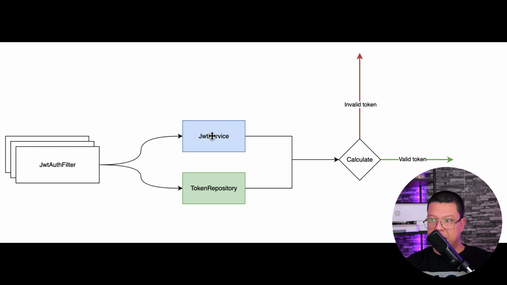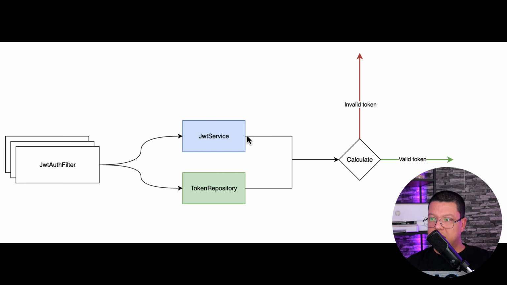So also checking the JWT service, and also we need to fetch the token repository, or we need to fetch the token where we stored it in our storage system and make sure that this token is not expired and also is not revoked, because we need to revoke it or set it as expired once the user clicks on logout or performs a logout operation.